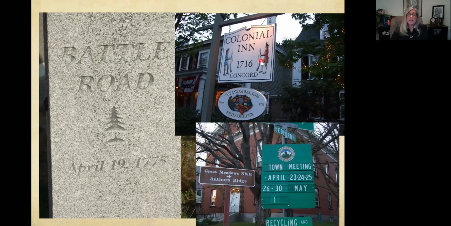My favorite part of this: in Concord, it is this cute little town, and the Colonial Inn is the oldest operating hotel in America, and it became a hotel in 1716. When you go, we ate dinner there. We didn't stay there, but we ate dinner there. And they've got pictures of all these dignitaries from around the world who have stayed at the Concord Inn. So it's a very cute little place.